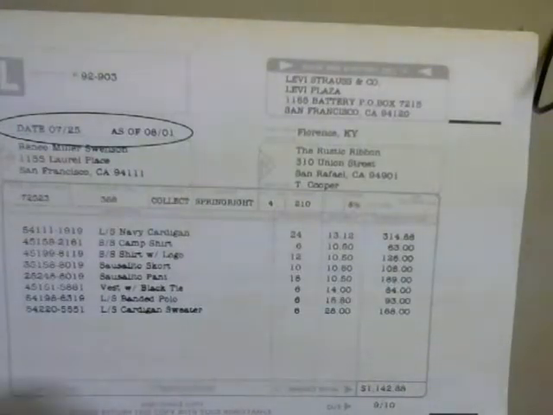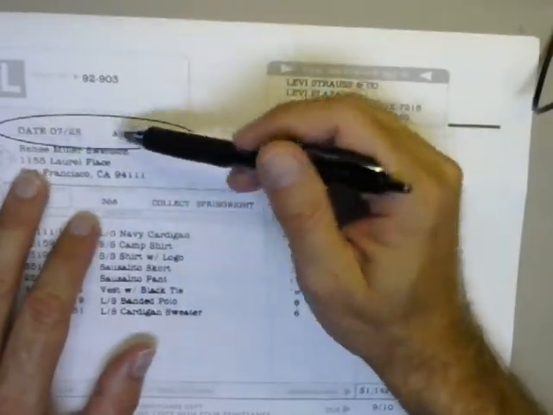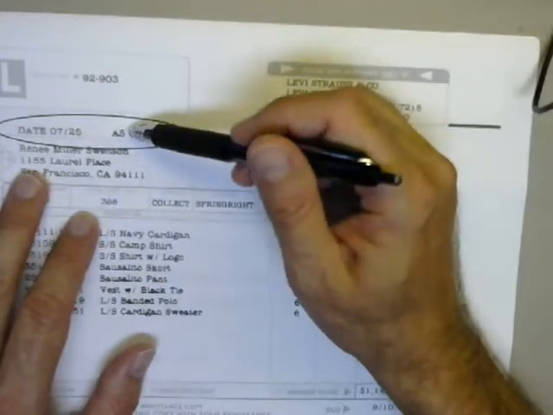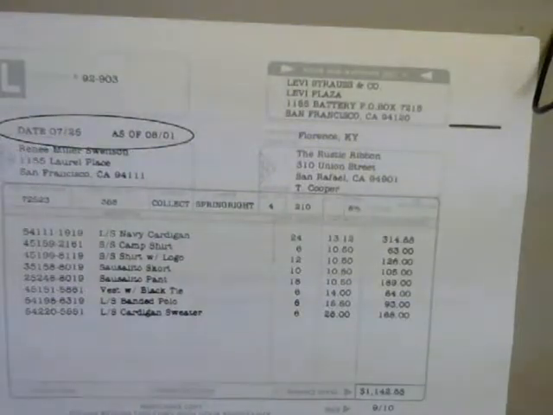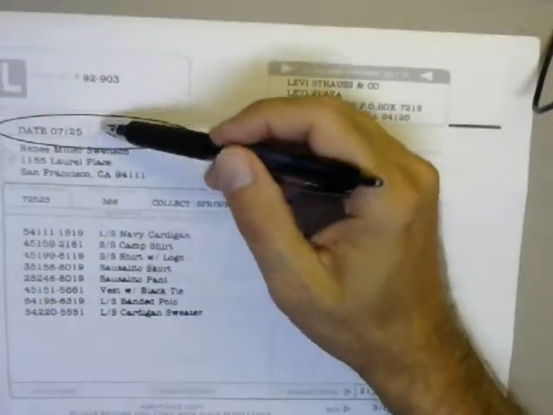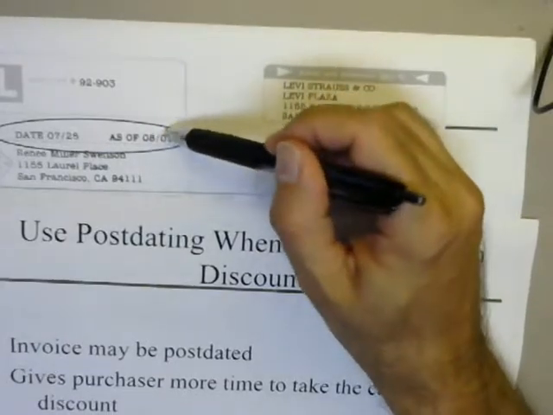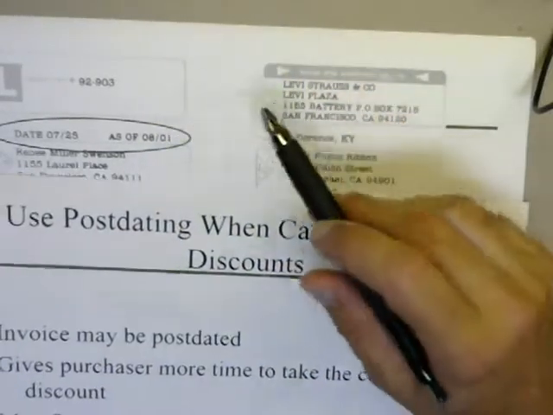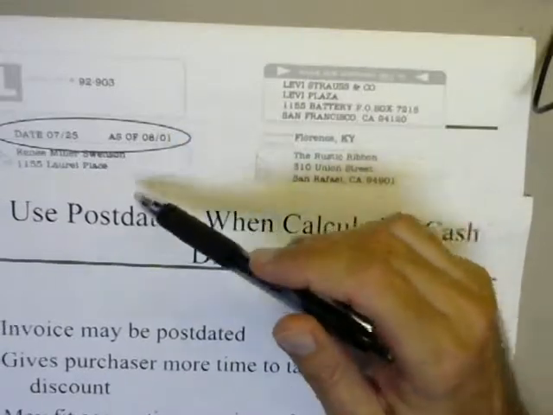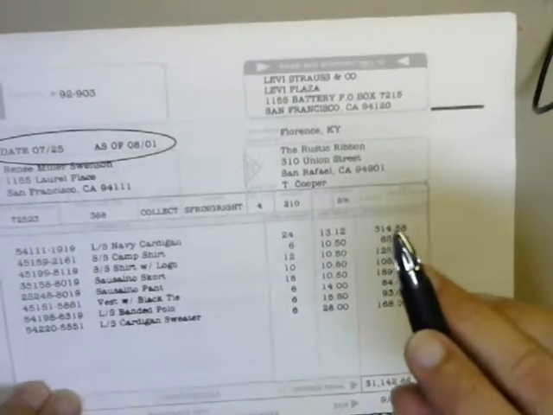So in this case, you have the date of 7/25, but it's as of 8/1. So here's the actual date of the invoice, but maybe you really don't have to start calculating things until the 1st of August. Maybe there's an advantage waiting another month or something. Who knows why?